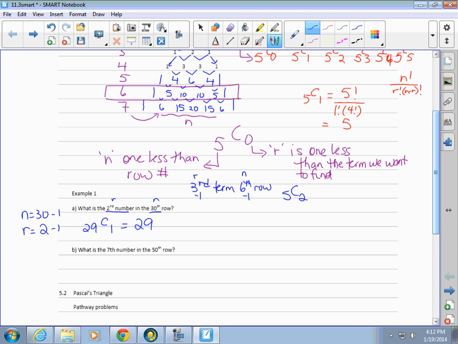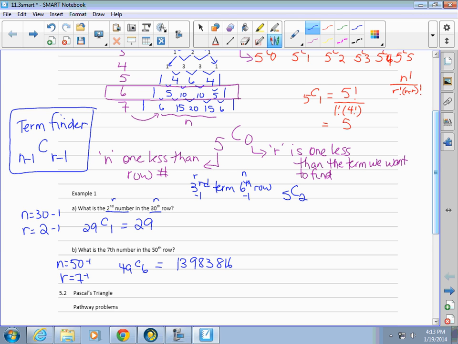What is the 7th number in the 50th row? My n is equal to 50. My r is equal to 7, so if I subtract 1, this is going to be 49 choose 6. In your calculator, that gives you 13,983,816. So you can see where remembering this simple term finder, I'm going to call it, because it's not really the term formula, is useful. It's always going to be n minus 1, choose r minus 1.